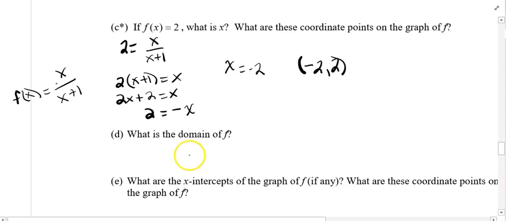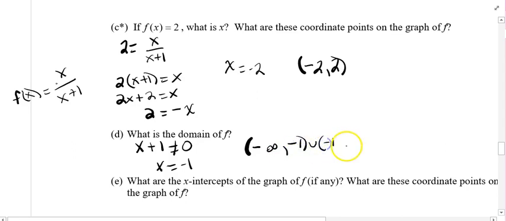All right, what is the domain of f? So in this case, we know we have a fraction, so we have to be very careful of what's in the denominator. We know the denominator cannot equal 0. So where is that denominator going to equal 0? Because we know that we don't want it to. So that means x equals negative 1. So we know that the function is undefined at negative 1. So our domain then would be negative infinity to negative 1, union negative 1 to positive infinity.